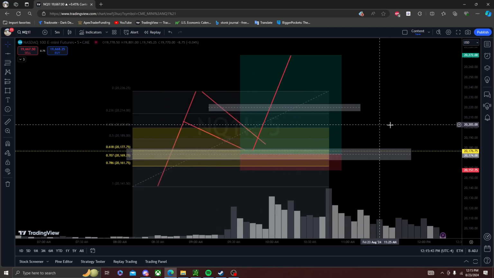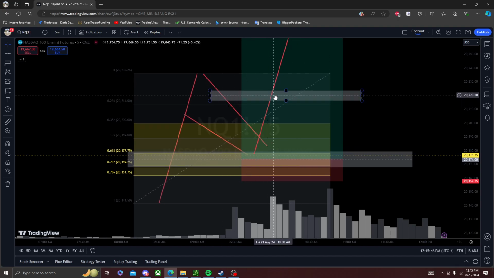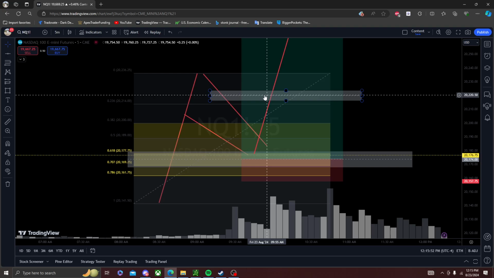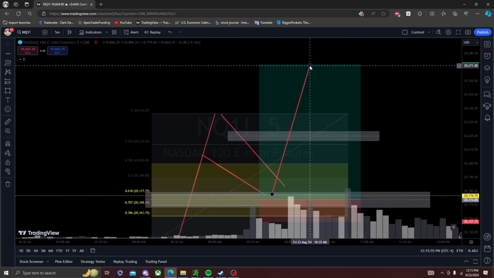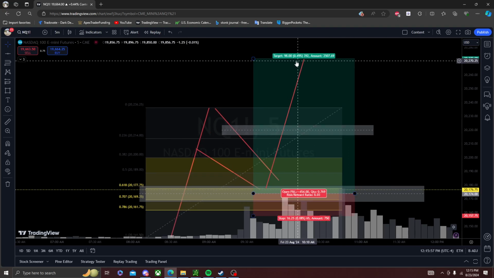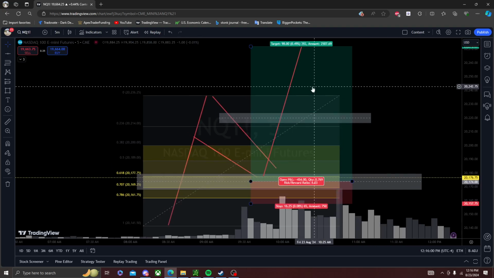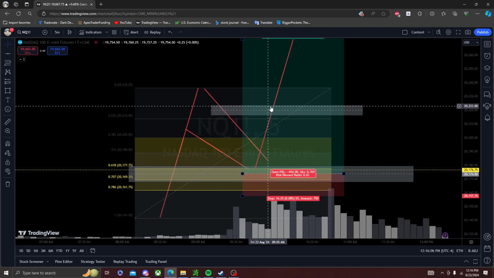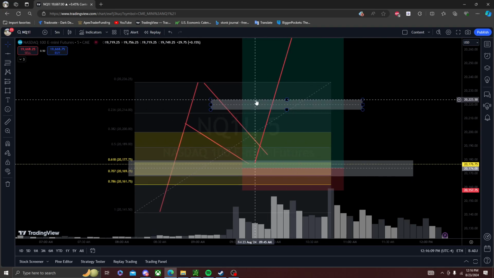So let's just say, in this example, we had an overhead imbalance that was sitting right about here. This actually would be my first initial trim area. And then my final target would obviously be the end of the duplicated flagpole. That's something that we covered with our first class. So if we were to come up towards our overhead imbalance, this a lot of times is going to be our first area we're going to be looking to reduce our risk. You guys know I usually trim about half of my position always, and then usually from there, I'll move my stops to either break even or in profit.